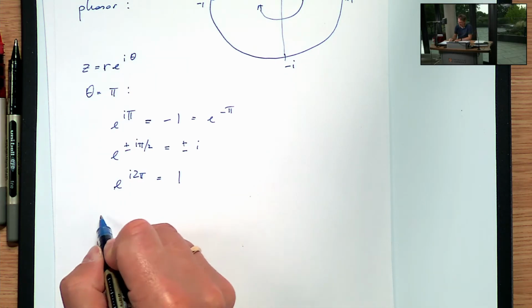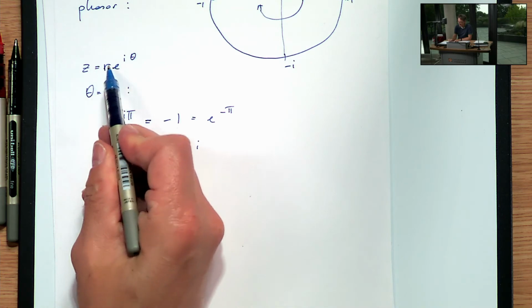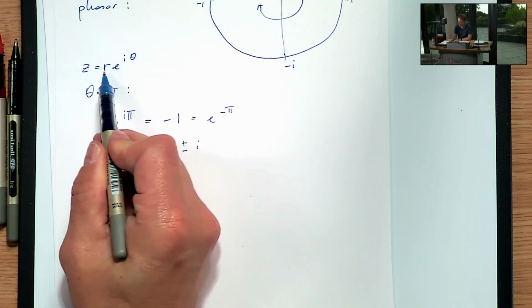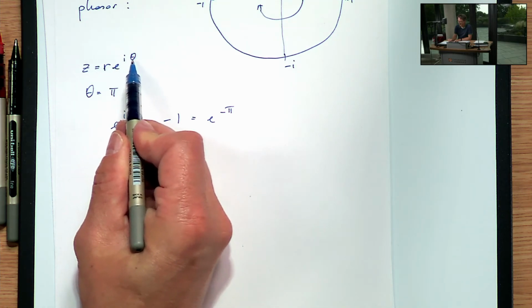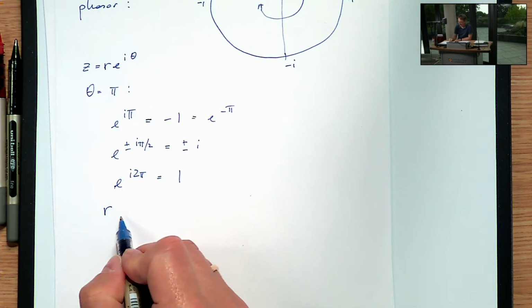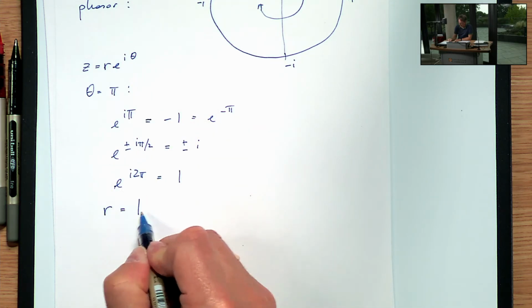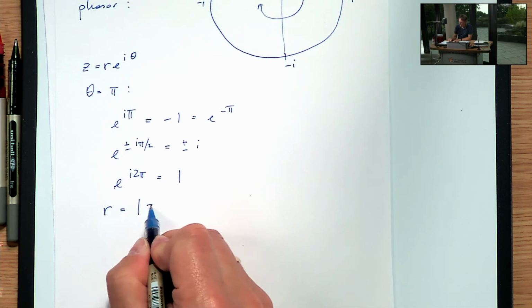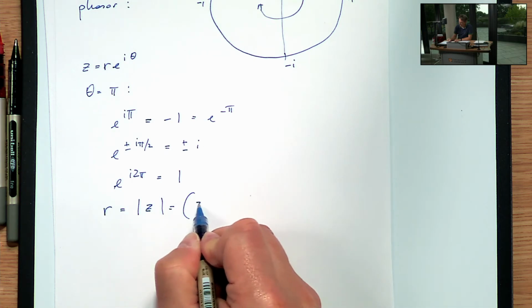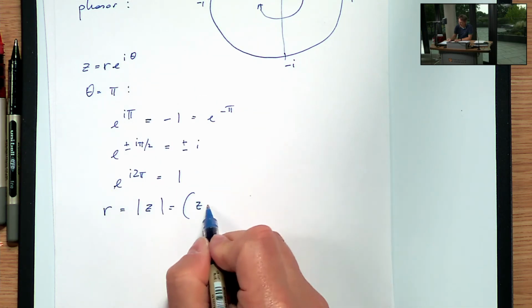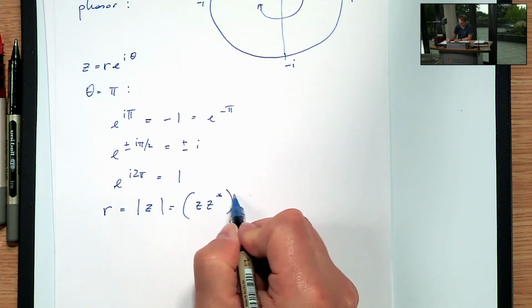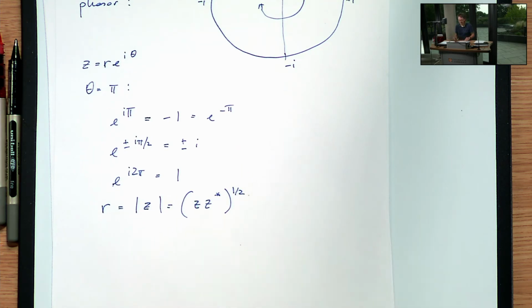And then importantly, if I want to get the length of this vector for a number z equals r e to the i theta, all I need to do is multiply the complex number by its complex conjugate and take the square root. And you can try that again yourself to see that that's really true.